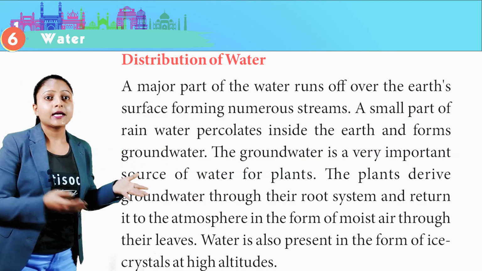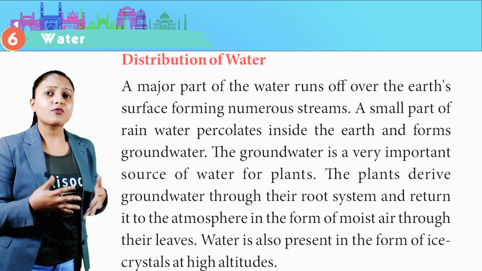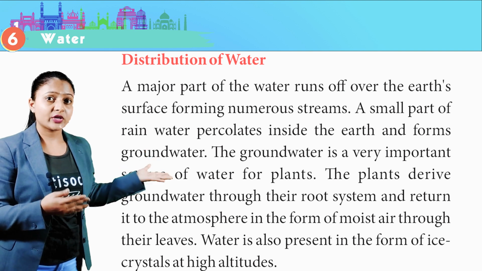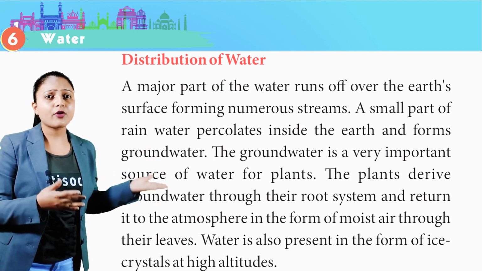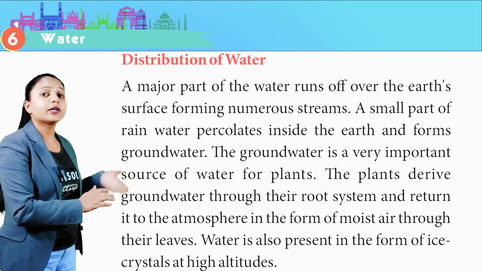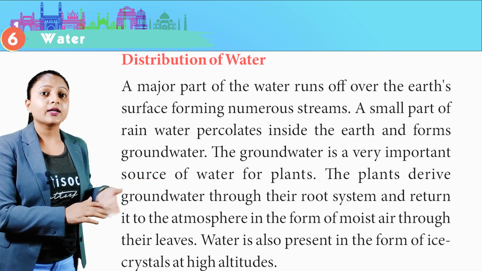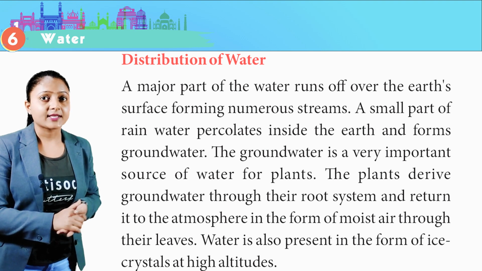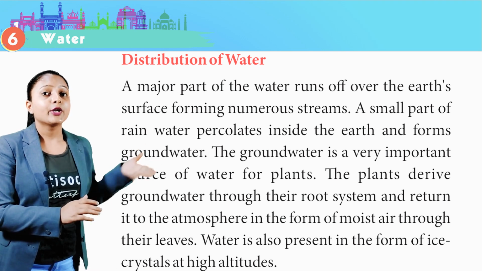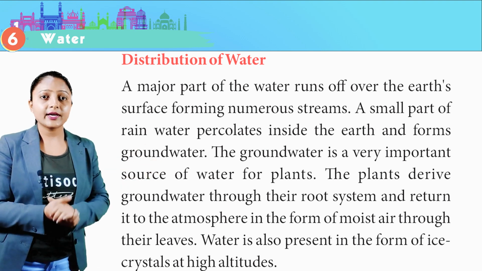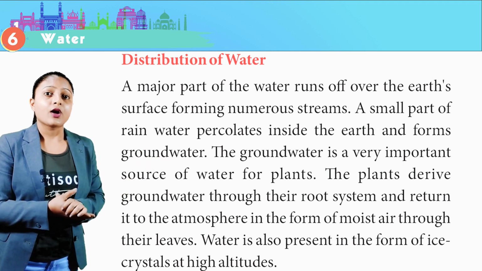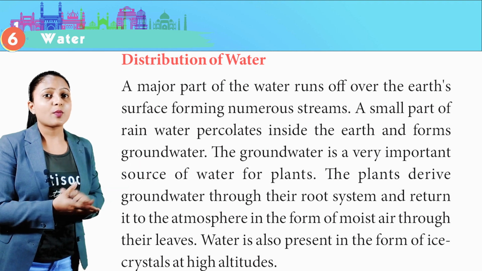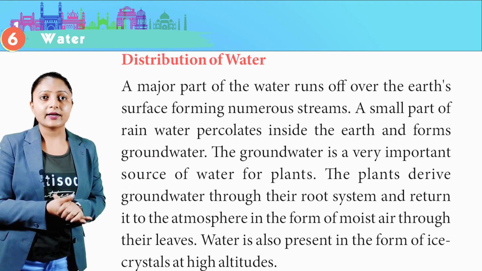Distribution of water. A major part of the water runs off over the earth's surface forming numerous streams. A small part of rainwater percolates inside the earth and forms groundwater. The groundwater is a very important source of water for plants. The plants derive groundwater through their root system and return it to the atmosphere in the form of moist air through their leaves. Water is also present in the form of ice crystals at high altitudes.